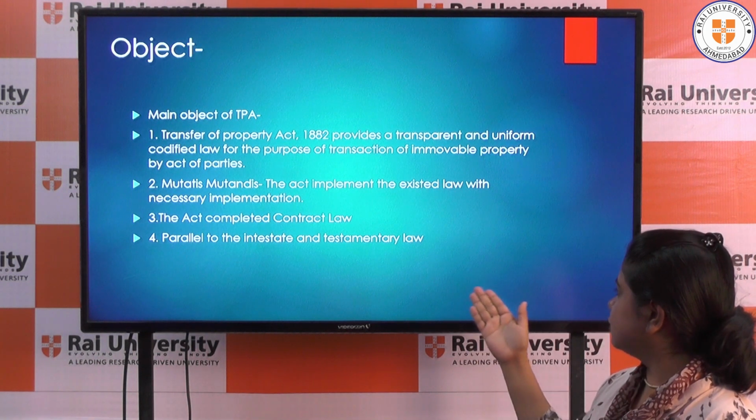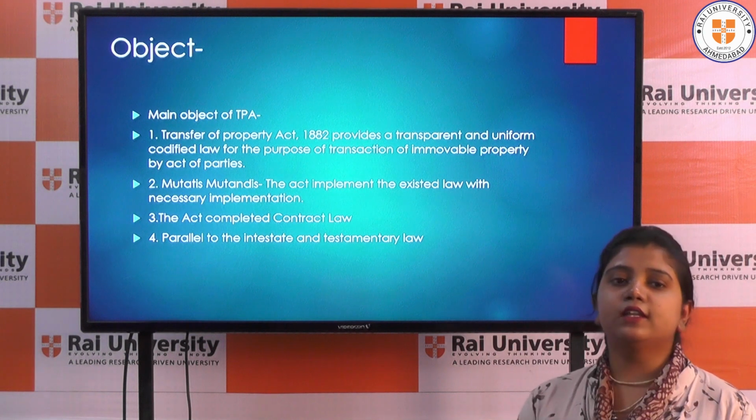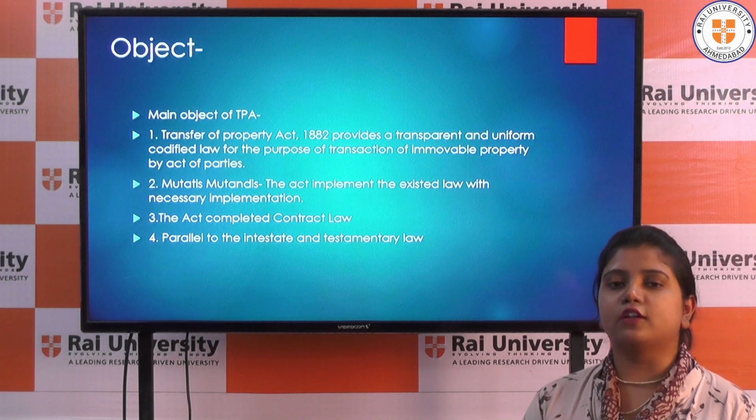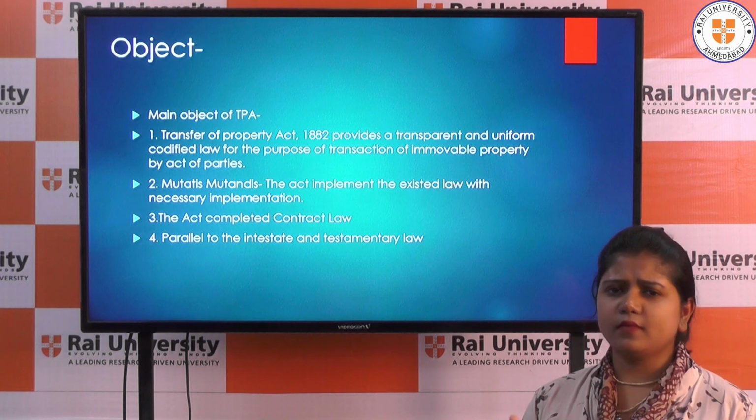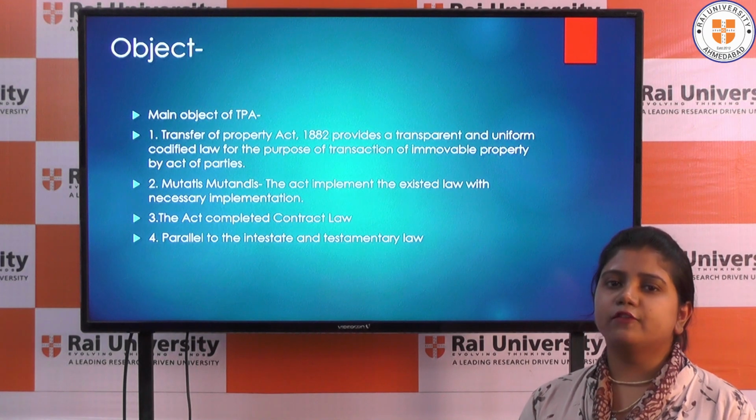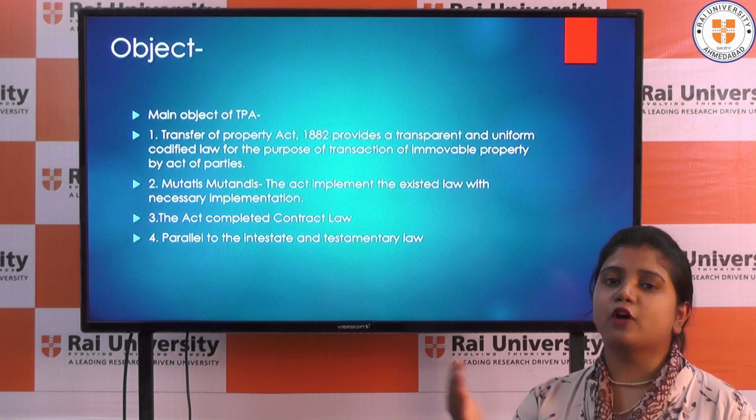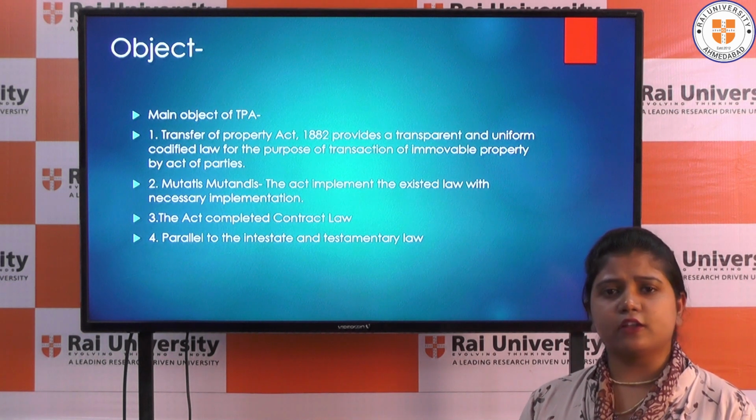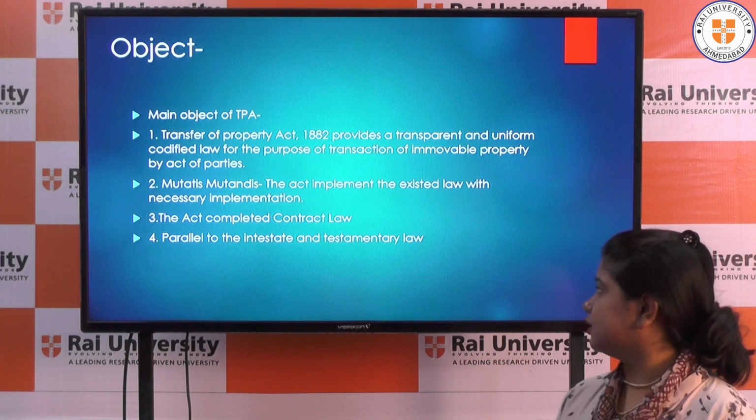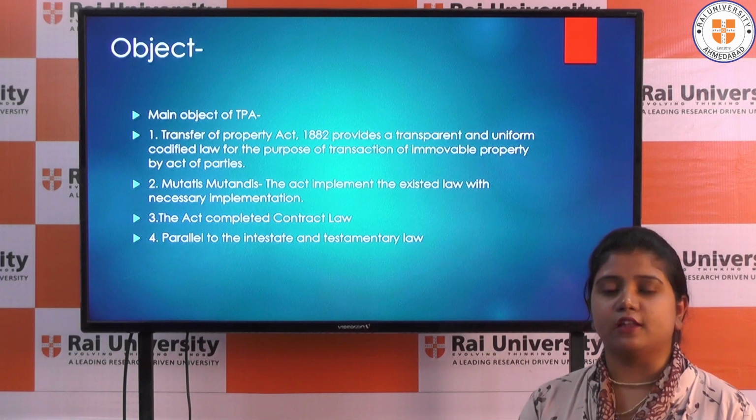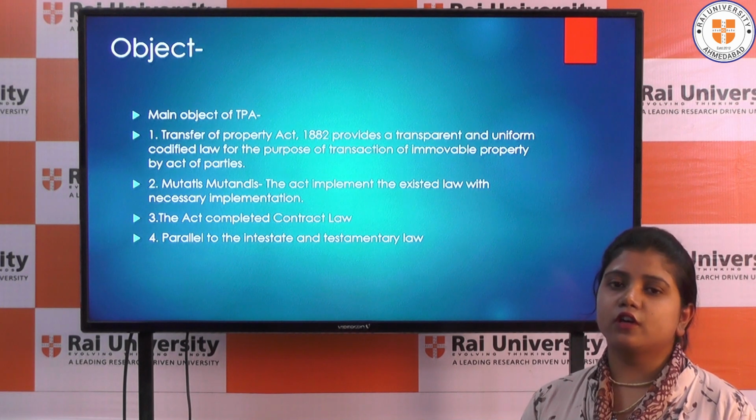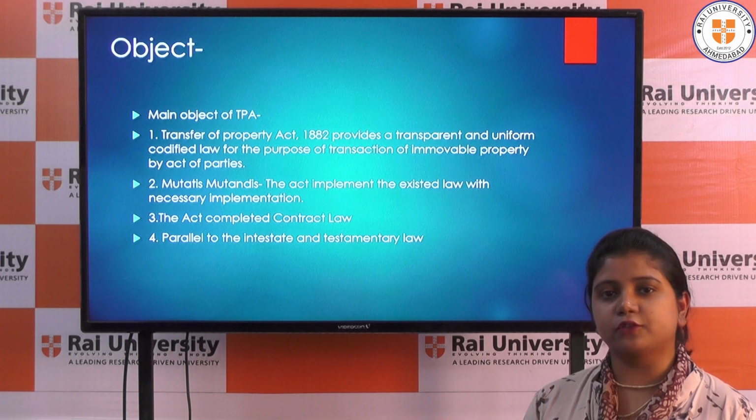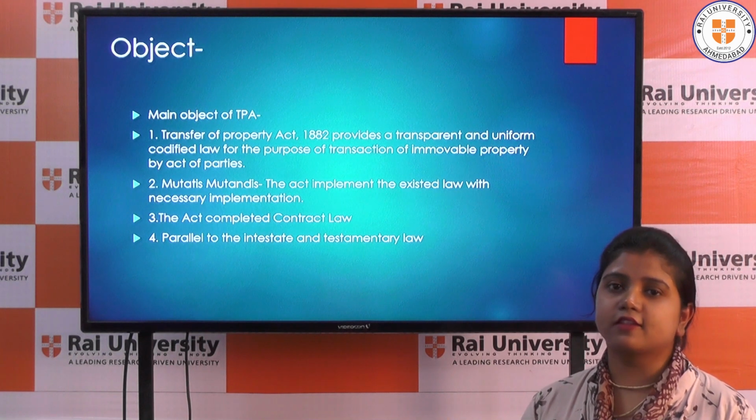The next is parallel to the intestate and testamentary law. What do the intestate and testamentary law talk about? Intestate means that the person died without having set up a will. If the person died leaving behind his property, the property will devolve by the personal laws, Hindu law, Muslim law, Mohammedan law, Parsi laws, etc. These are the provisions for that. Testamentary law is about the will, the transfer of property by will. If a person sets out a will before he dies, and after that the property is transferred to the person who succeeds, it is testamentary law.